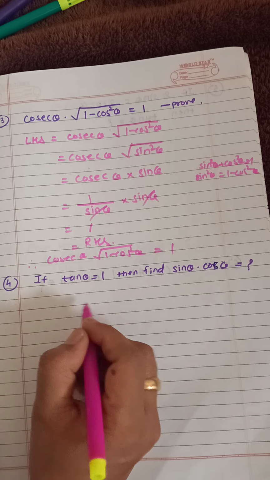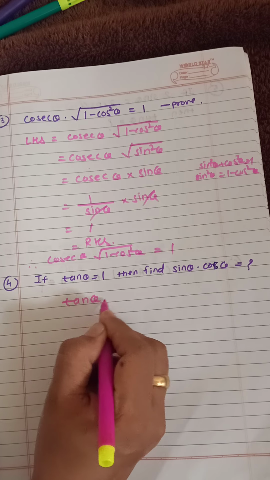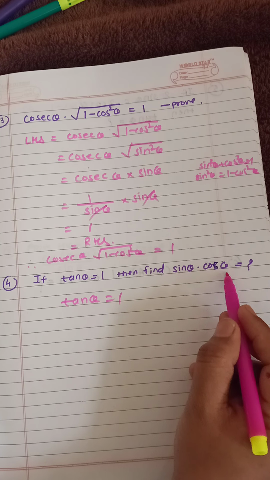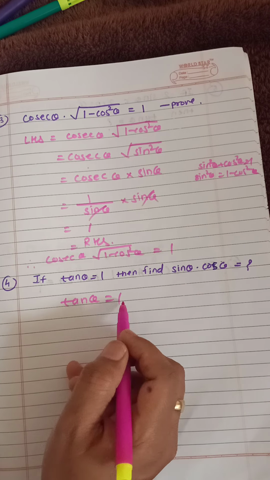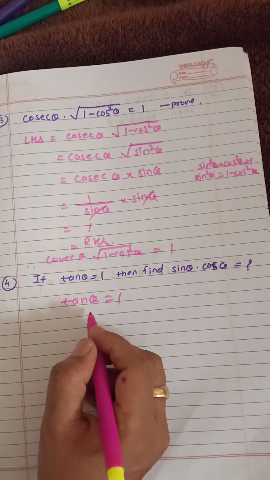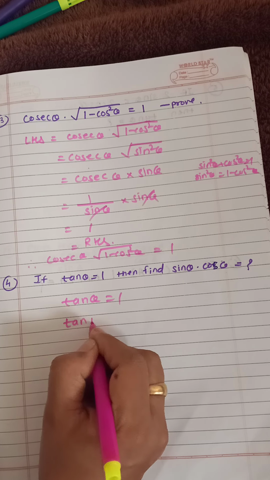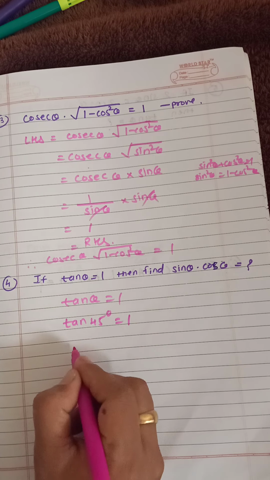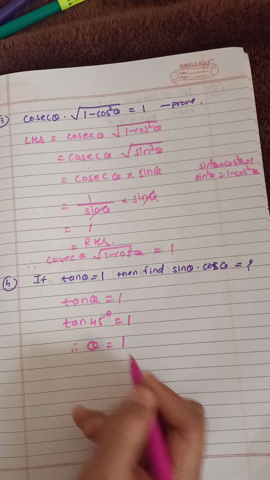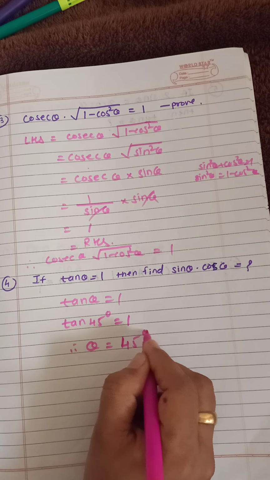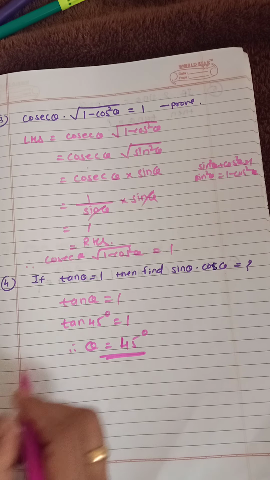Now tan theta is equal to 1. We have to find out sin theta and cos theta. Now tan theta is 1. We know that tan 45 degree is 1. Therefore theta is equal to 45 degree. Okay, so the value of theta is 45 degree.